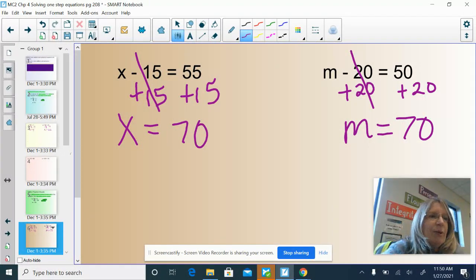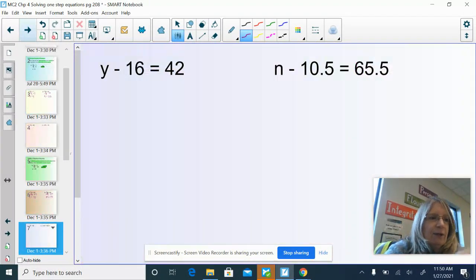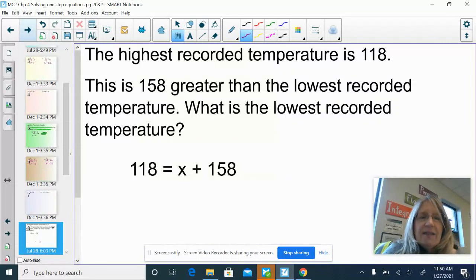Okay, I'm going to skip a couple slides here. I think we get this one, guys. We're going to skip it. It's super important to be able to write an equation from a word problem. This is a 6th grade standard.